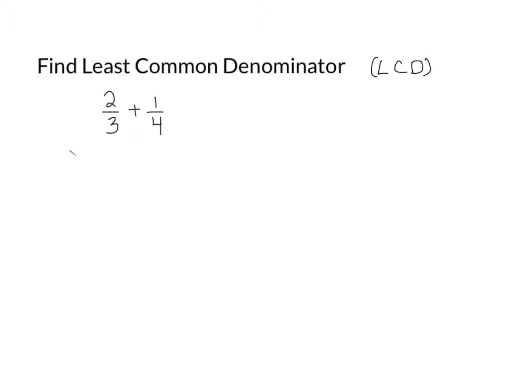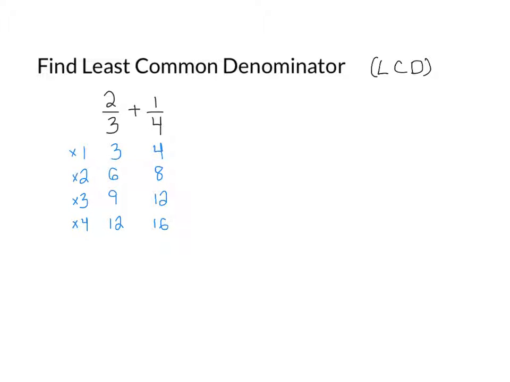So when we multiply the denominators by 1, 1 times 3 will be 3, and 1 times 4 will be 4. When we multiply them both by 2, 2 times 3 will be 6, and 2 times 4 will be 8. So nothing in common yet, so we keep going. We multiply the denominators both by 3. 3 times 3 is 9, and 3 times 4 is 12. And we still have nothing in common, so we need to multiply them both by 4. 4 times 3 is 12, and 4 times 4 is 16.